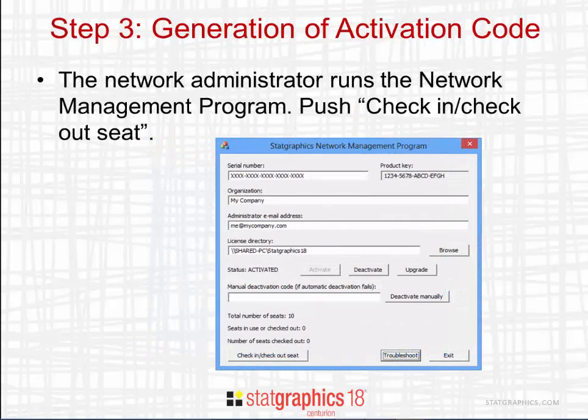To generate an activation code for the user who wishes to install a standalone license, the network administrator needs to run the network management program. This is the same program that was used when the network was first set up. When the initial dialog box appears, it should have information about the serial number, the organization, the license directory, and so forth. Push the button labeled Check In, Check Out Seat.